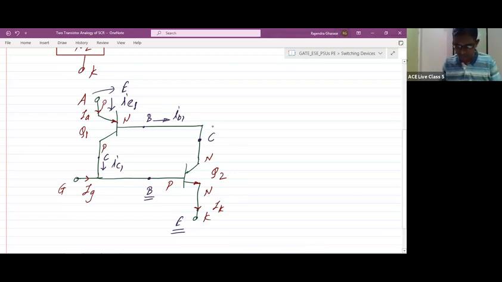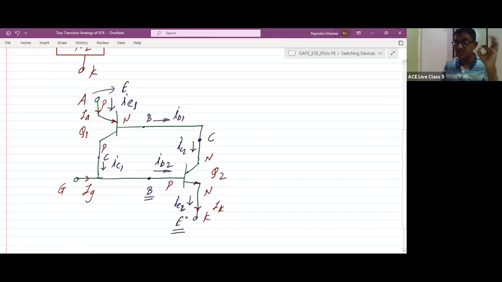Similarly, let us consider the current flowing through the collector terminal of the second transistor is IC2, the current flowing through the base terminal of the second transistor is IB2, and the current flowing through the emitter terminal of the second transistor is IE2. Is this clear? So we have indicated the emitter, base, and collector terminals for both the transistors.